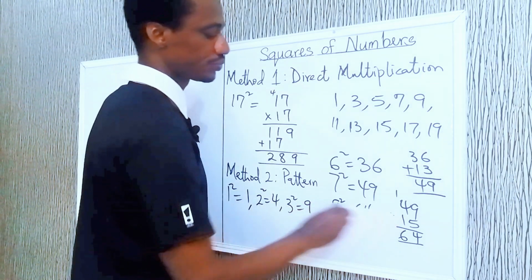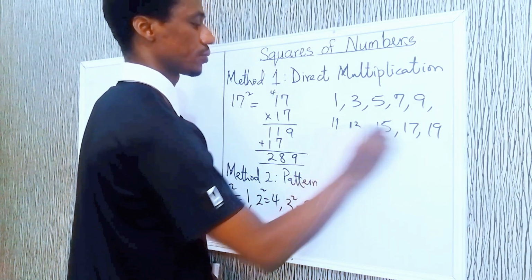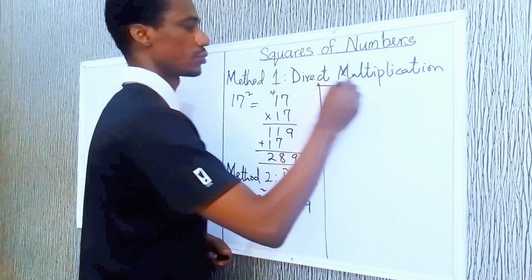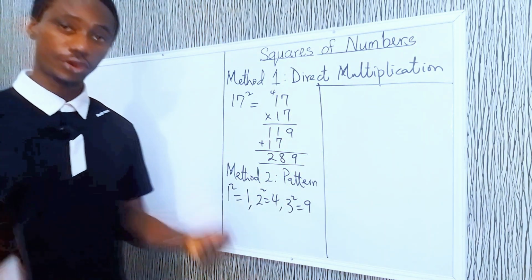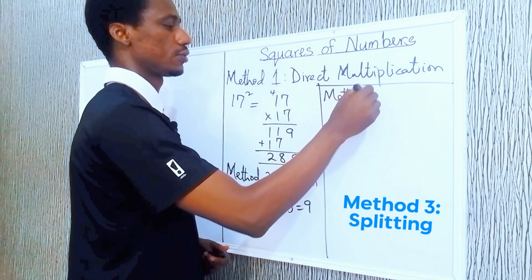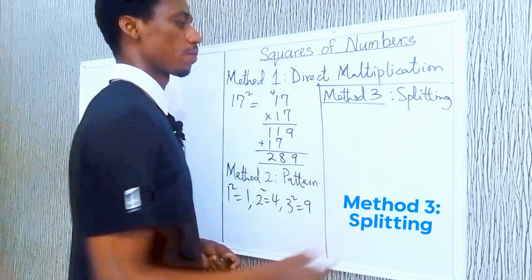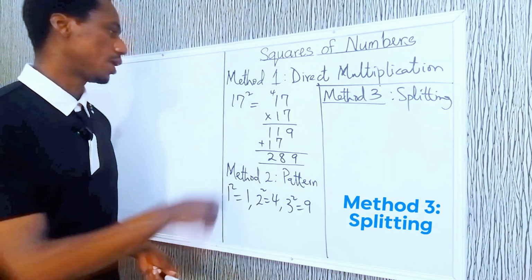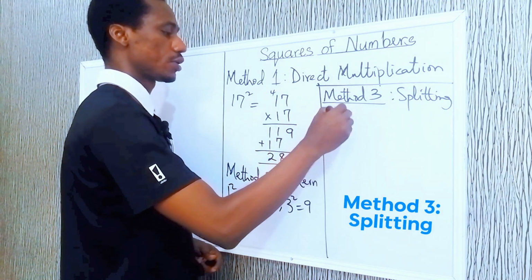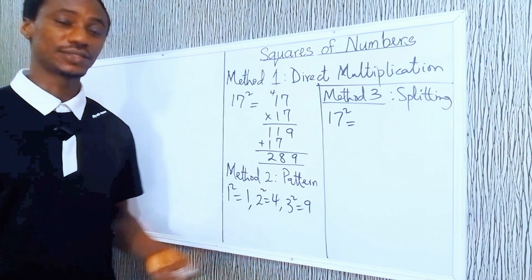All right, so the third method is what I'm going to show you now. Are you ready for the third method? So the third method is by splitting, by breaking down the number, right? Like I did direct multiplication for square of 17. If I don't want to do that, I could break 17 into 10 and 7, right?